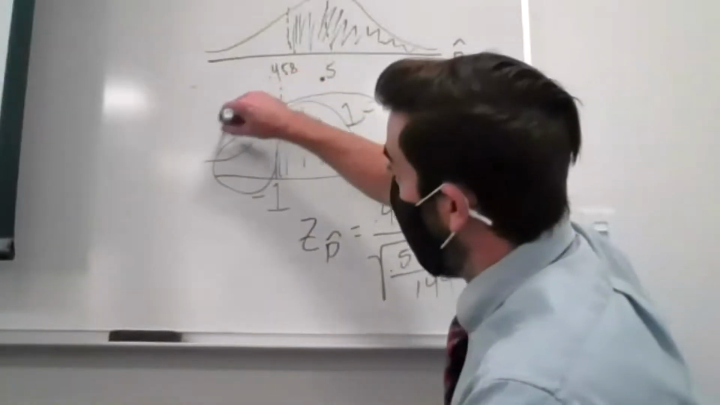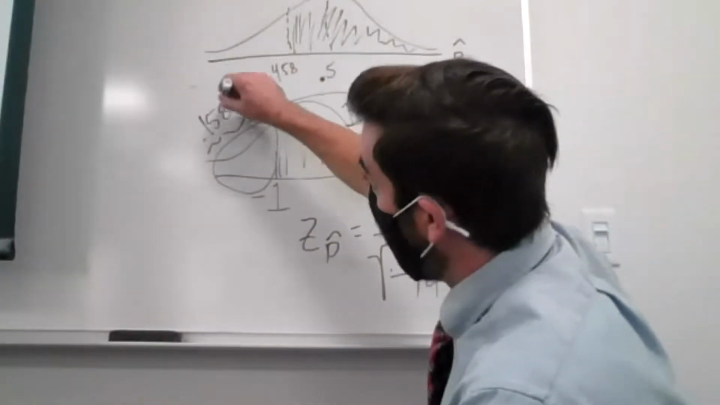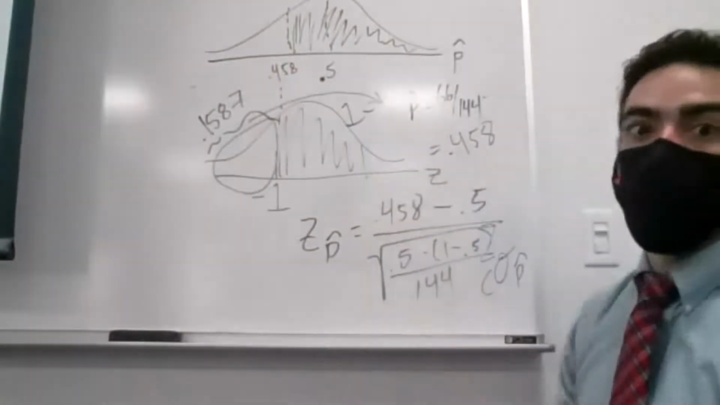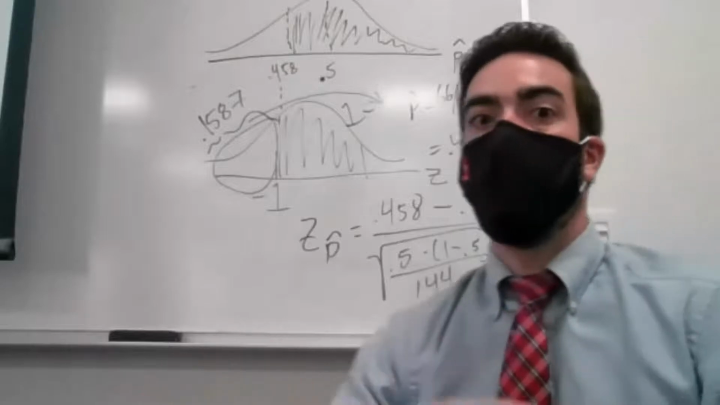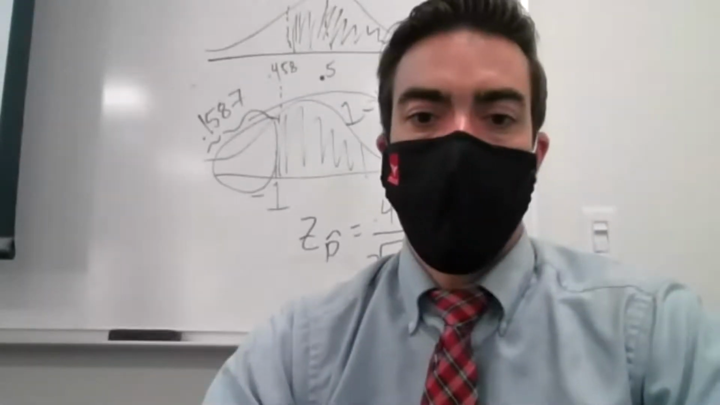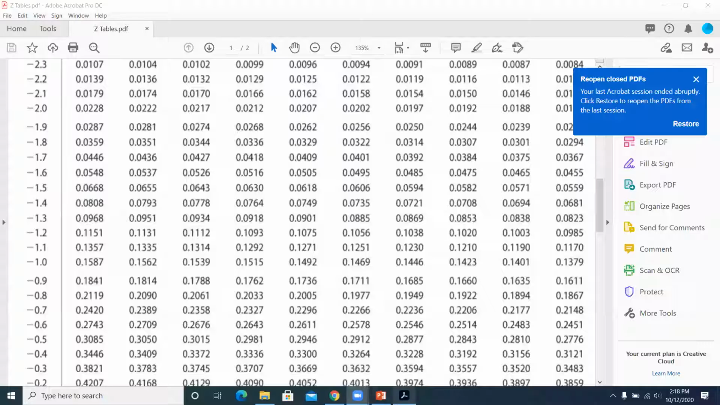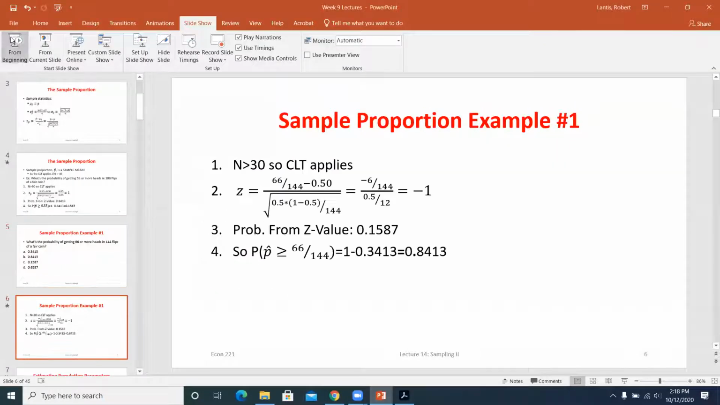So this area over here, 0.1587, we'll subtract that from 1, and then we'll have the area that we wanted, right? So in the slides here, kind of has that laid out.